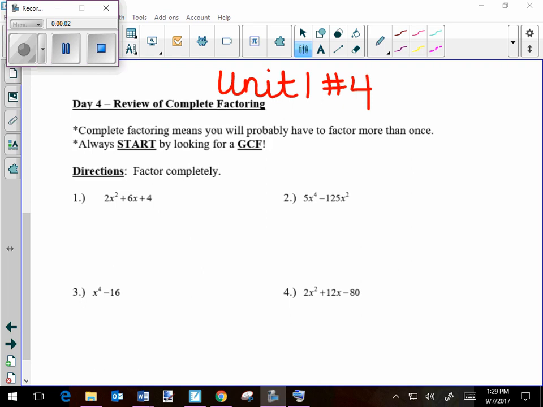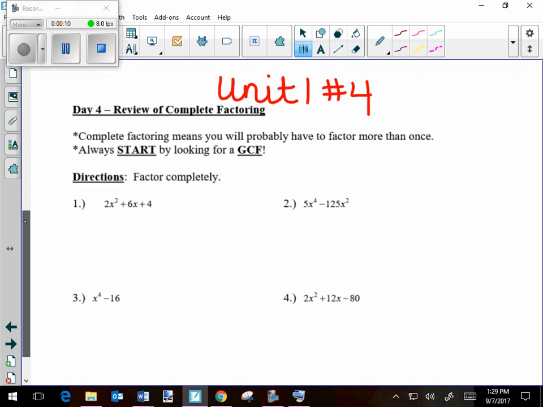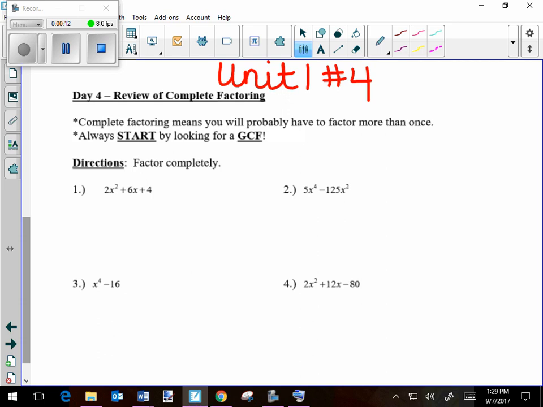For Unit 1, Day 4, we are going to be doing a review of the past couple days of factoring through something called Factoring Completely. What happens in Factoring Completely is you will be asked to factor completely. You need to know that that means that you may have to factor more than once. We always start by looking for a GCF, and then we go on to DOTS, trinomial, and then we also do split the middle. So you are always looking for those when you go through and do this.